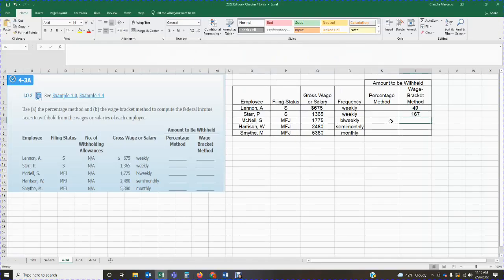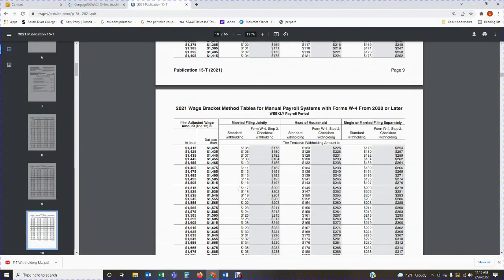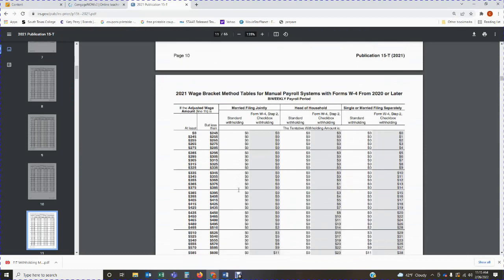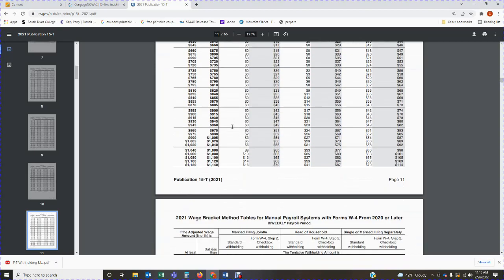So we do 167. Now we're moving on to the biweekly table. This time McNeil is married filing joint, and makes $17.75. So married filing joint, and we need to move on to the biweekly table. Look at your headings. Make sure that you locate the biweekly headings. McNeil makes $17.75 and is married filing joint. We're using the standard withholding, so that means we're going to look at that first column.